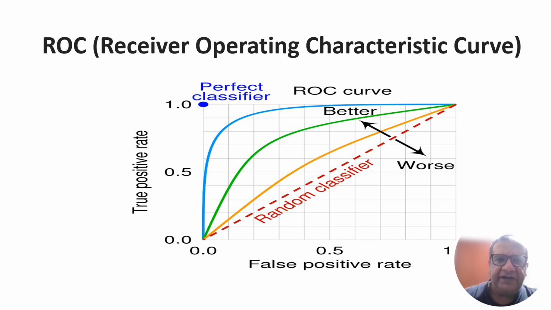About the diagonal line, if the curve is above the diagonal line from bottom left to top right, our model is better than just random guessing, because the diagonal line means TPR equals FPR, which means it's a random guessing model. The other measure is the area under the curve. The bigger the area under the curve, closer to 1, the better our model.